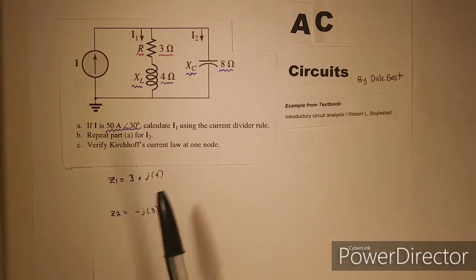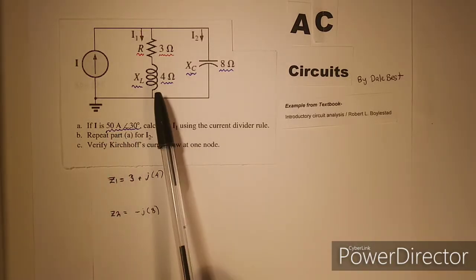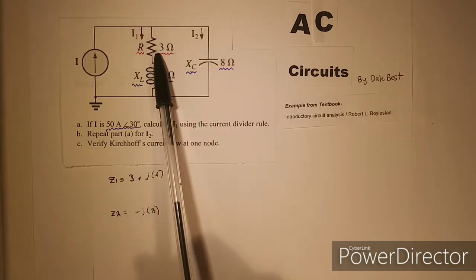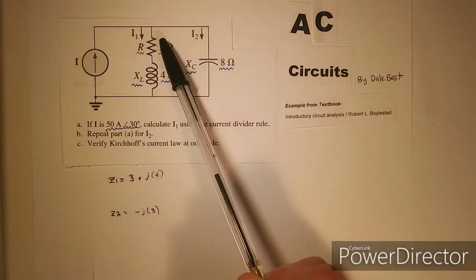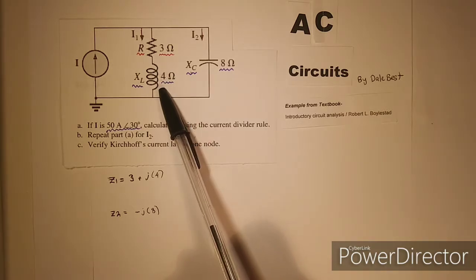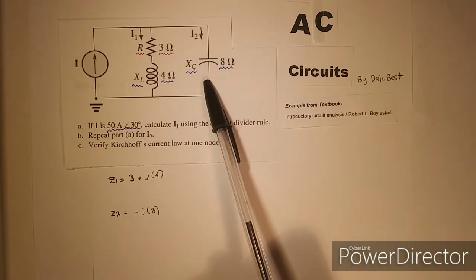Okay, so here we have a simple parallel circuit with an inductor, capacitor and a resistor. First of all, to break the circuit up into block impedances and simplify the circuit, we want to calculate Z1 and Z2, with Z1 the impedance along this branch and Z2 the impedance along this branch.